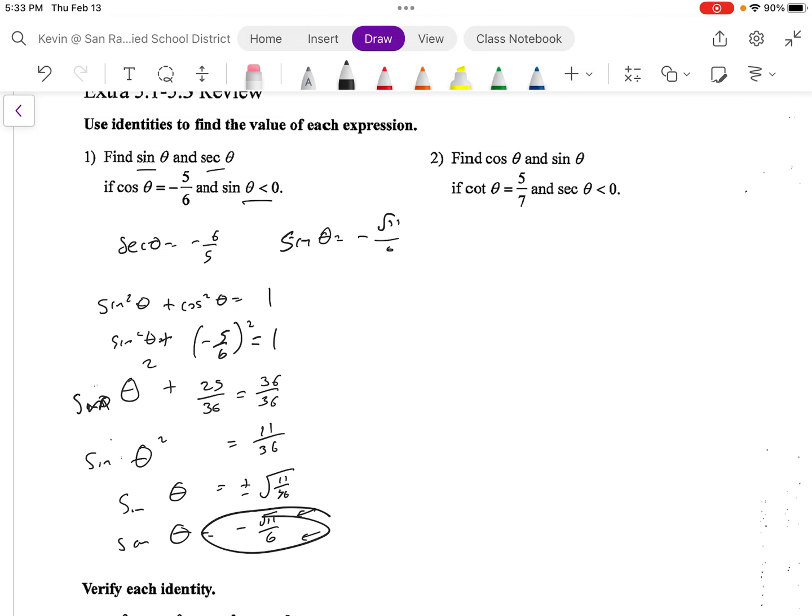See over here we have cotangent theta equals 5 over 7. So we need to find out what the hypotenuse is, right? Because this is adjacent over opposite. So I'm going to say 5 squared plus 7 squared equals c squared. 25 plus 49 equals c squared, so c squared equals 74. So c equals the square root of 74, and that's going to have to be positive.